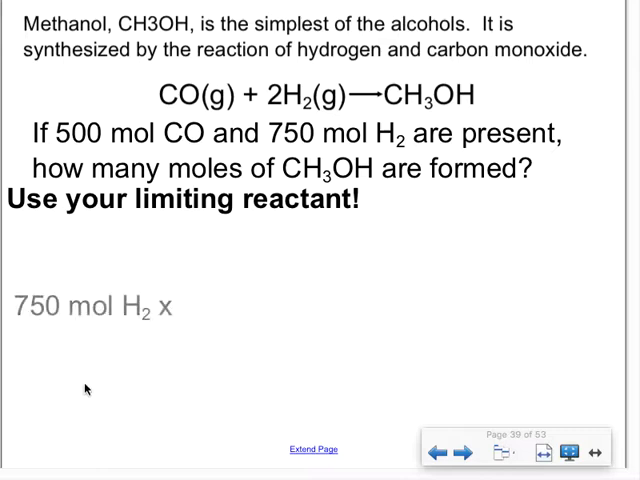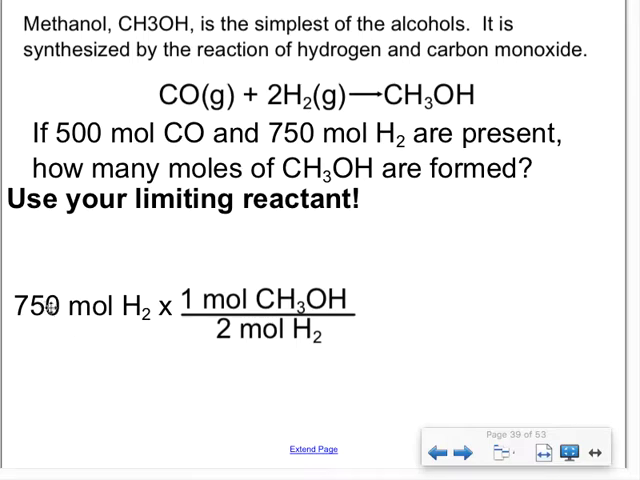Step one, start with what you're given. They gave me 750 moles of hydrogen gas. I'm going to use the mole ratio to get to CH3OH. So I look at the coefficient. I'm in H2, so H2 is going to go on the bottom. 2 moles of H2 on the bottom to 1 mole of methanol on top. 750 moles of hydrogen gas times 1 divided by 2. 375 moles of methanol can be made from this scenario.